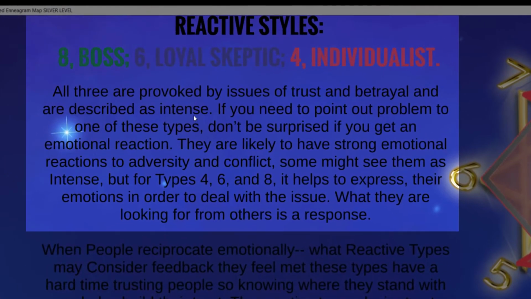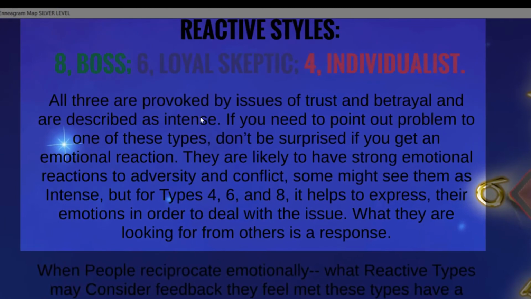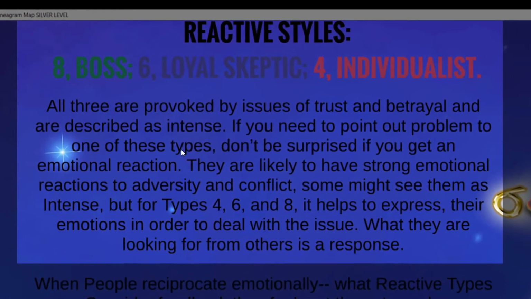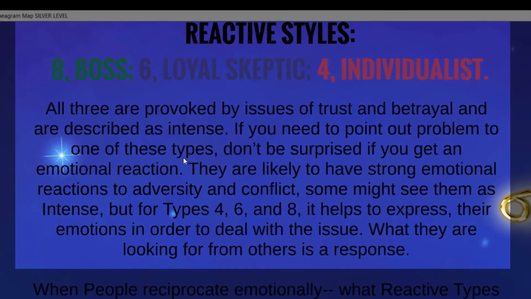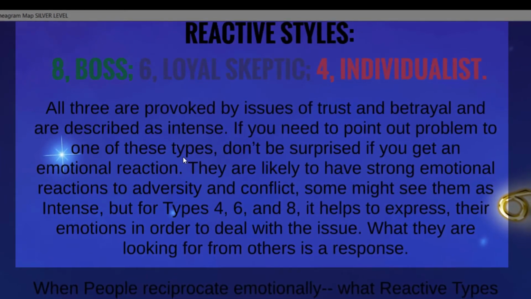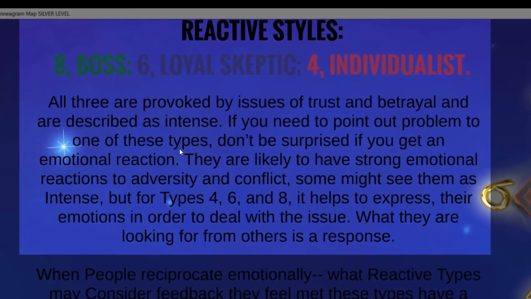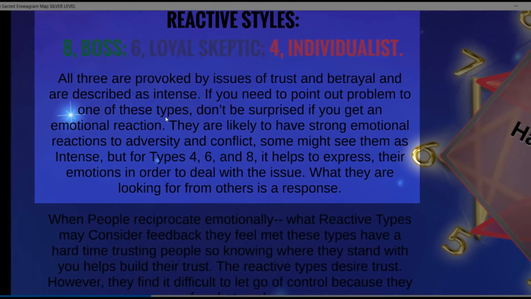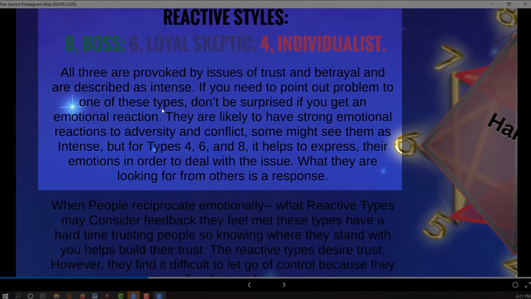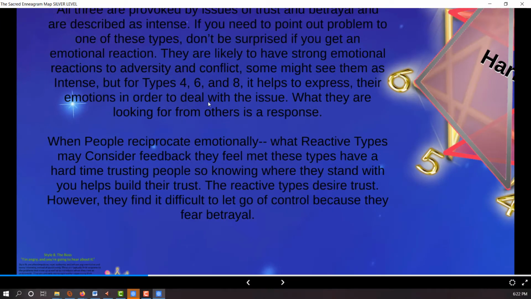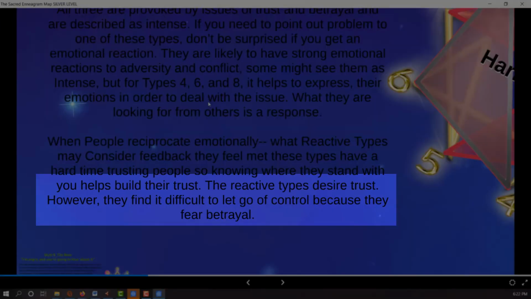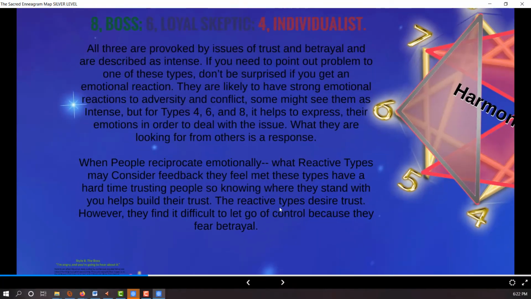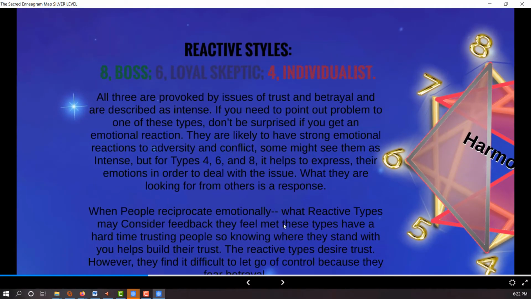If you need to point out a problem to one of these types, don't be surprised if you get an emotional reaction. They are likely to have a strong emotional reaction to adversity and conflict. Some might see them as intense, but for types 4, 6, and 8, it helps to express their emotion in order to deal with the issue. And what they are looking for from others is a response. The reactive types desire trust. However, they find it difficult to let go of control because they fear betrayal. So that's a summary of why the reactive styles react the way they do.